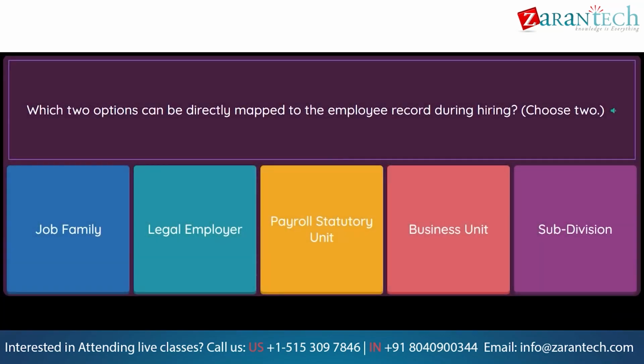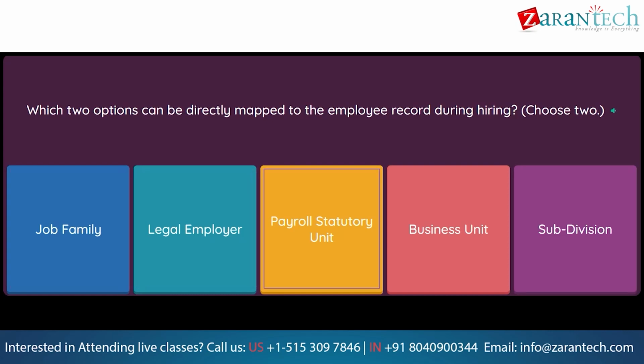Question: which two options can be directly mapped to the employee record during hiring? Choose 2. Option 1 Job family. Option 2 Legal employer. Option 3 Payroll statutory unit. Option 4 Business unit. Option 5 Subdivision.